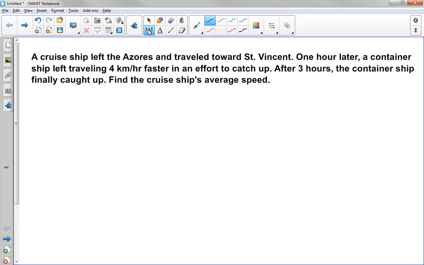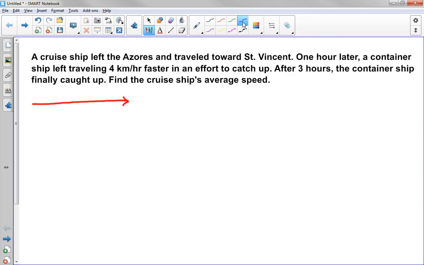We have these two ships, and we're talking about relationships between their distances, their speeds, how long they've been traveling, and so on. Once you've read the question, especially any time in a word problem where you have anything that's even slightly geometric, you want to sketch a diagram or draw a picture, and that's certainly possible in this case. So I'm just going to draw a little line that represents the cruise ship and how it's traveling. This red line is going to represent the cruise ship, and then in blue, I'm going to draw another line that represents the container ship.